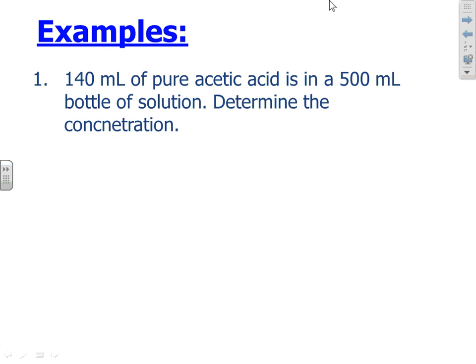140 milliliters of pure acetic acid in a 500 milliliter bottle of solution, to determine the concentration, and it's a percentage concentration. Now, I haven't decided what's the best way to do this one. This one, we're actually looking for the percentage, so you could just treat it like a regular percentage calculation. We've got 140 milliliters of acetic acid. That's the stuff we're dissolving. It's in 500 milliliters of solution. What's the percentage?